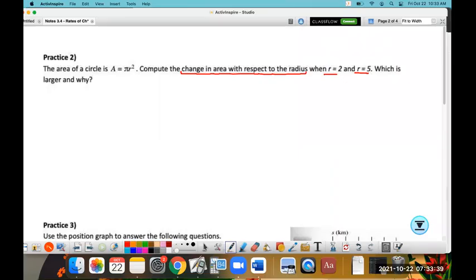Now, notice it's not talking about the average change in area over that entire radius change interval. It's asking us to calculate the change in area at 2 radii, but they're basically individual problems. Calculate the change in area with respect to radius when radius equals 2. Calculate the change in area with respect to the radius when radius equals 5. So we're going to calculate individually those instantaneous rates of change.